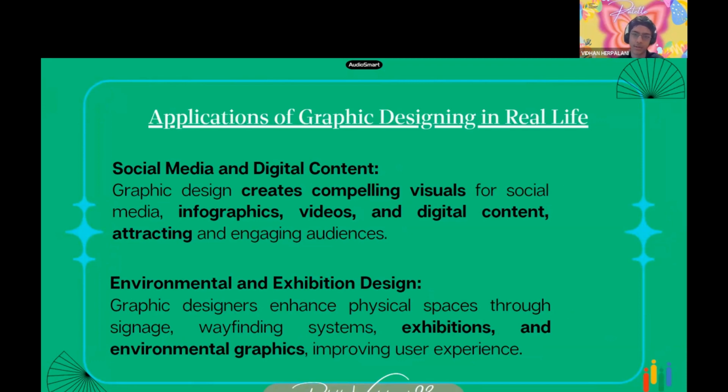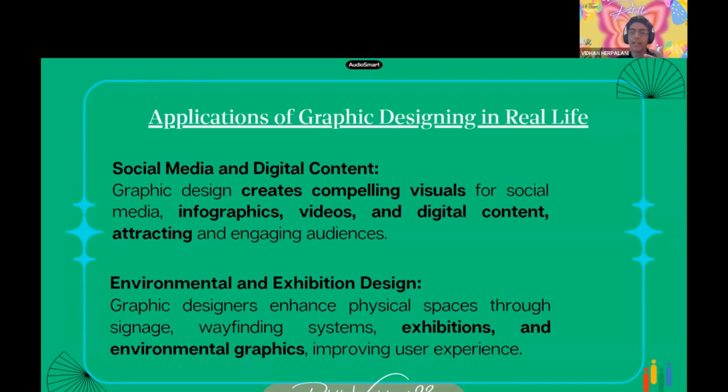the audiences. Next is environmental and exhibition design. This doesn't exactly refer to environment, but it actually refers to your surrounding environment. There's no better example than Expo 2020. When you go there, you realize that the pavilions, the buildings all have a specific design. So that all comes under environmental and exhibition design. So what graphic designers do is that they enhance the physical space around you, through signage, systems, exhibitions, etc. So that they can improve the user experience.